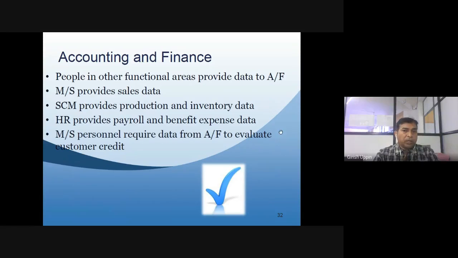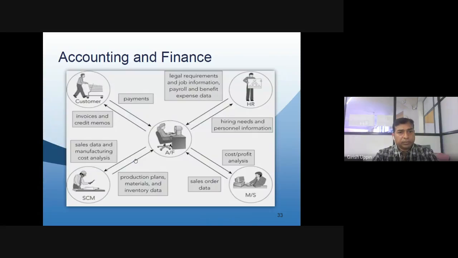People in other functional areas provide data to accounting and finance. Okay. Marketing and sales provide sales data. SCM provides production and inventory data. HR provides payroll and benefit expense data. Marketing and sales personnel require data from accounting and finance to evaluate customer credit. So those are the information that are shared with the accounting and finance by other functional areas.